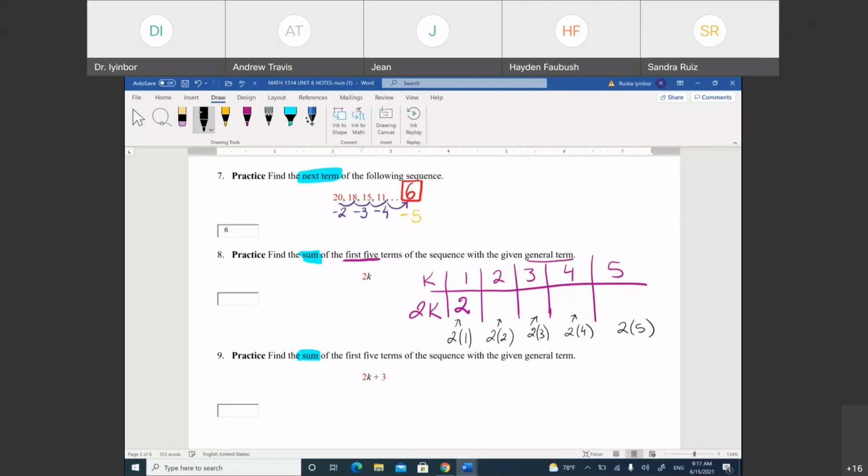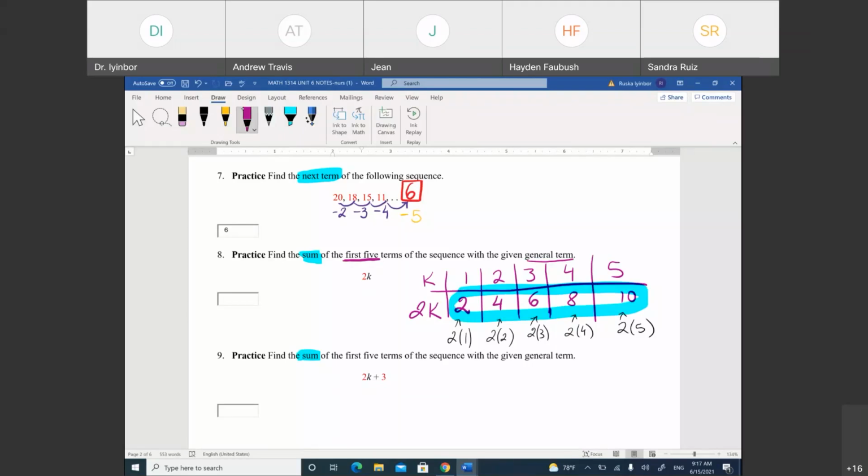number in that sequence. Okay, so using the formula, you're going to find the first 5 numbers in that sequence, because that's what you need to add. You need to add the first 5. So it's going to be 2, 4, 6, 8, and 10. And now these are the 5 numbers you're going to add. So you're going to add 2 plus 4 plus 6 plus 8 plus 10.